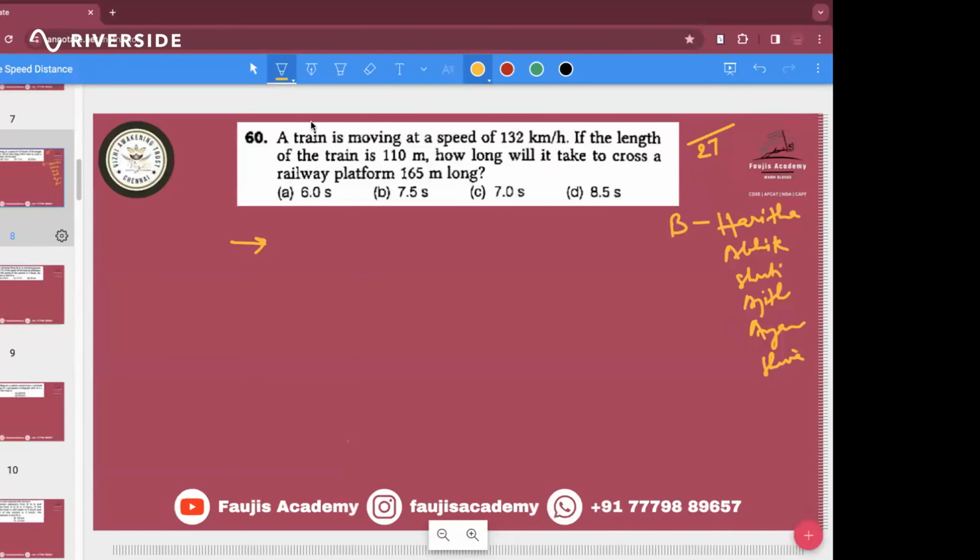Look, the question is saying a train is moving at a speed of 132 kmph. If the length of the railway platform is 110 meters, the platform itself is 110 meters. To cross, sorry, a railway platform is 165. This is 165. Apologies, it's 165 meters over here, right? And over here is the train. When the train comes here, let's say this is the front of the train.